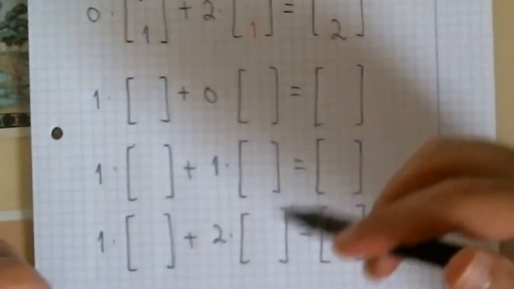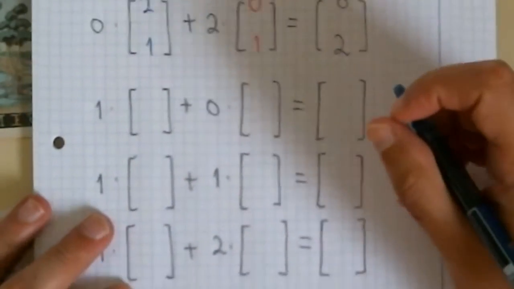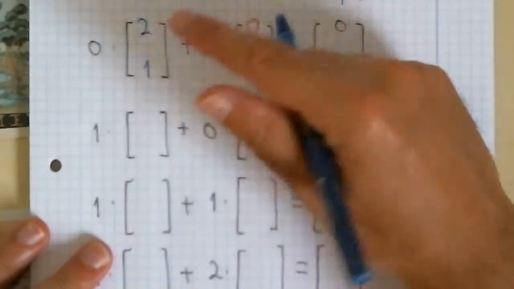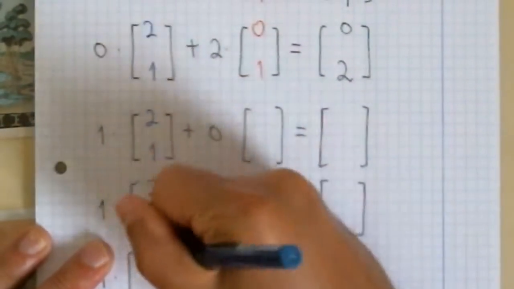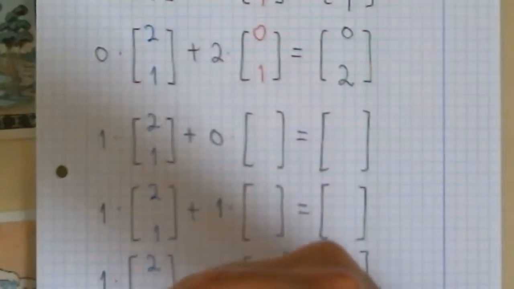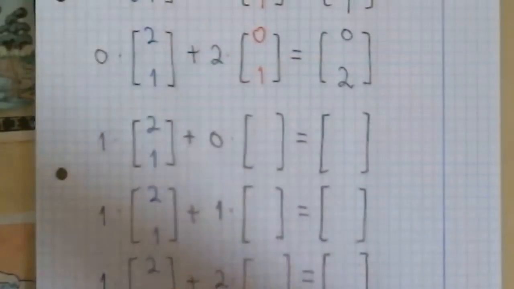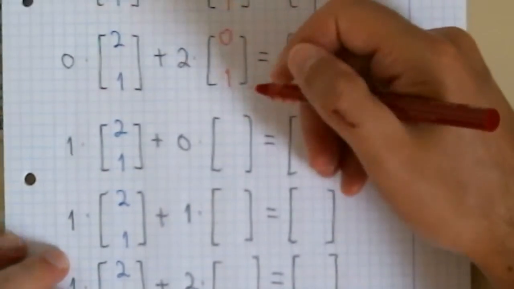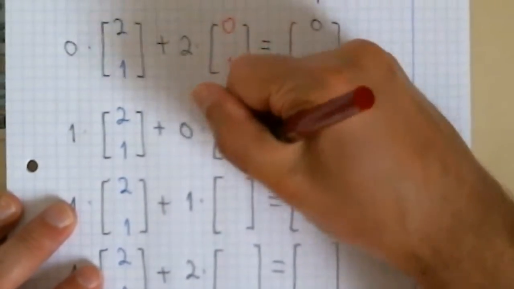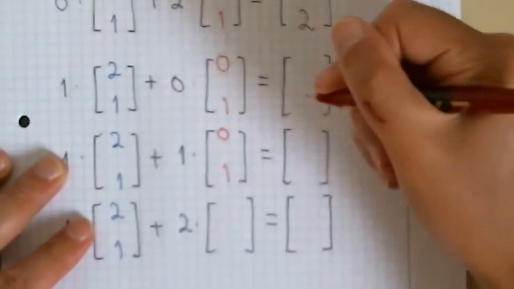Okay, so the blue vector remains the same all the time. It's 2, 1. So 2, 1, 2, 1, 2, 1. The red vector stays the same all the time. It's 0, 1. So it's 0, 1, 0, 1, 0, 1.